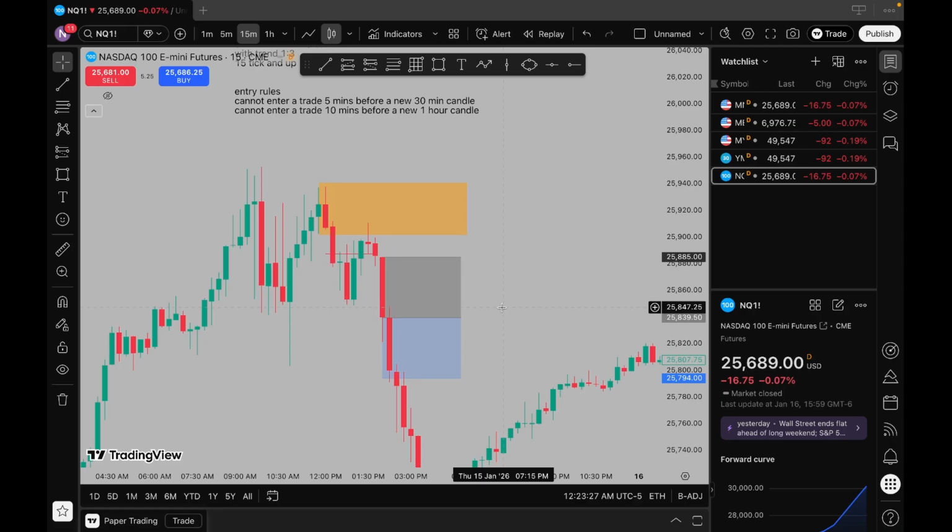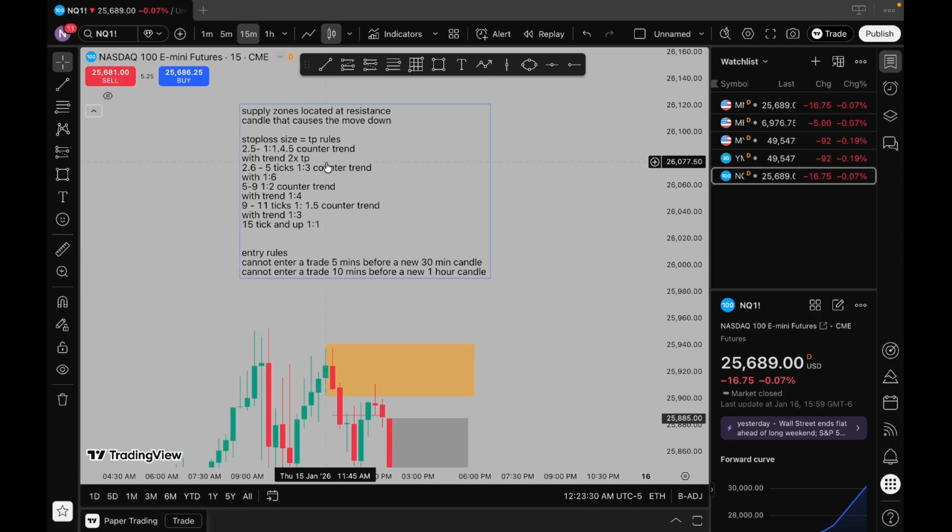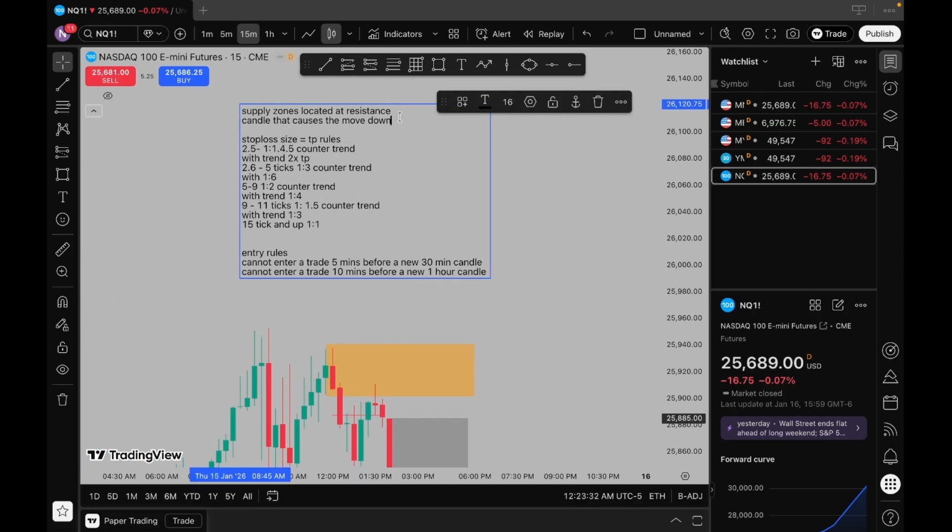So remember, you cannot enter 5 minutes before a new 30-minute candle, and you cannot enter a trade 10 minutes before a new hourly candle. You have to follow all of these stop loss rules if you are taking a counter trend trade. If you are not taking a counter trend trade, you can double the TP.